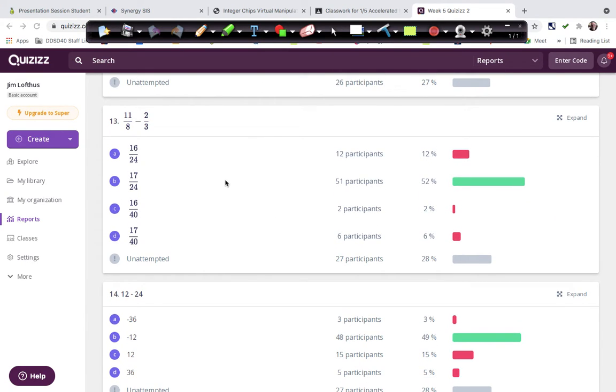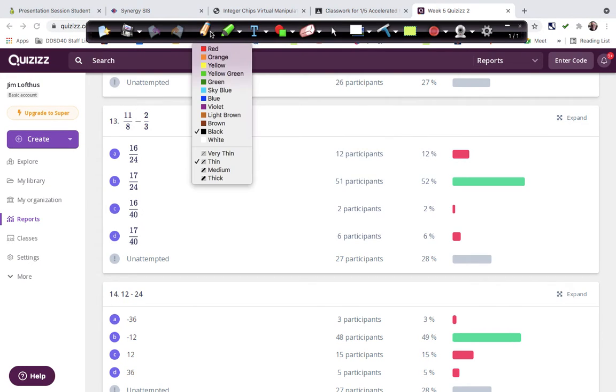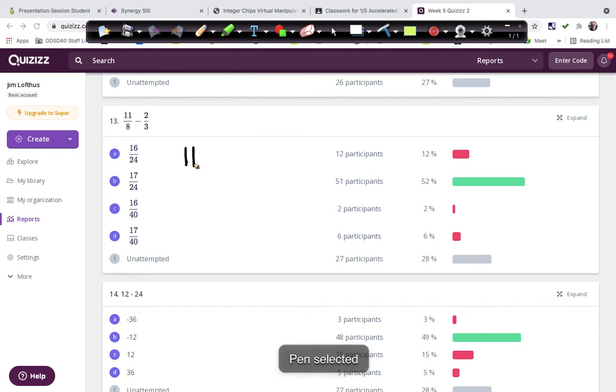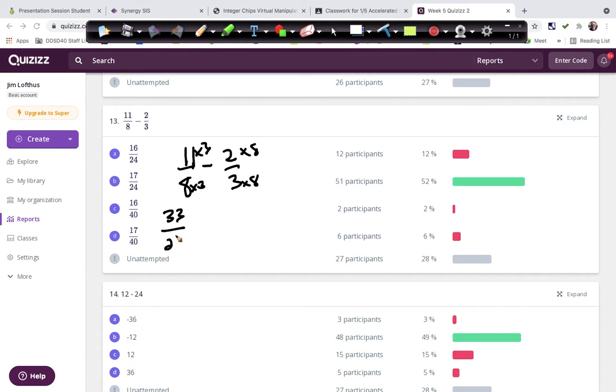11/8 minus 2/3. So this is going to be 11/8 minus 2/3. We might as well find a common denominator. It's going to be 24. This is going to be times 3. This is going to be times 8. So that's going to be 33/24 minus 16/24. 33 minus 16 is 17, so that's 17/24. And that should be positive, and that's how we get that.